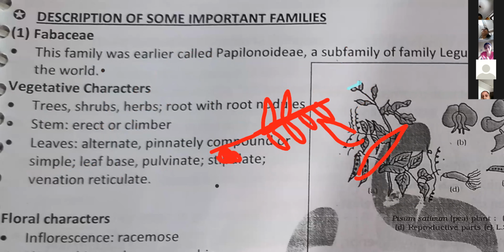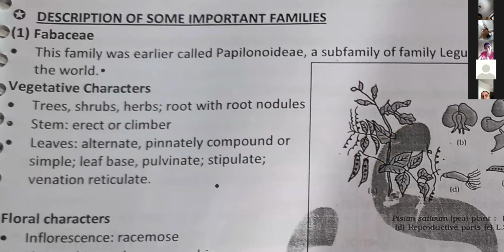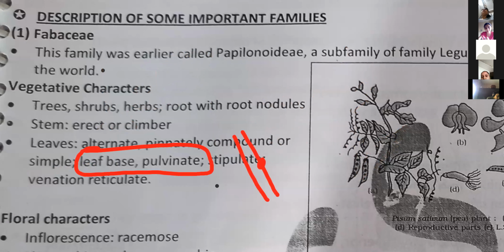That is the pinnately compound leaf. Then the leaf base comes along with it. Leaf base pulvinate. If you remember, the initial part of the leaf has parts: leaf base, petiole and lamina. So in leaf base, we have learned this. This is a leaf base, petiole and lamina.